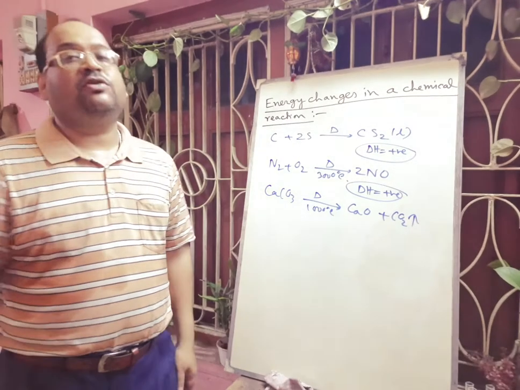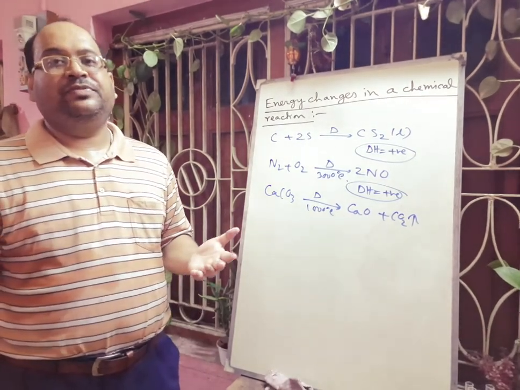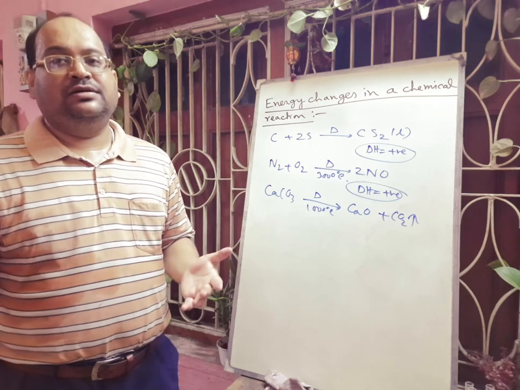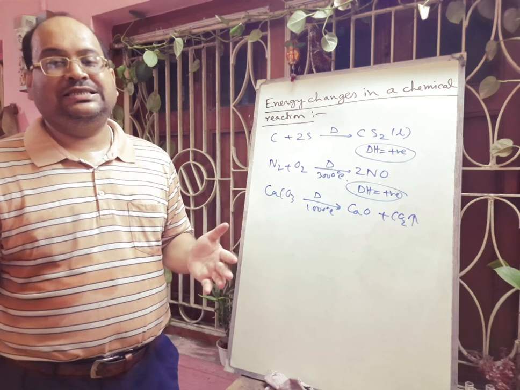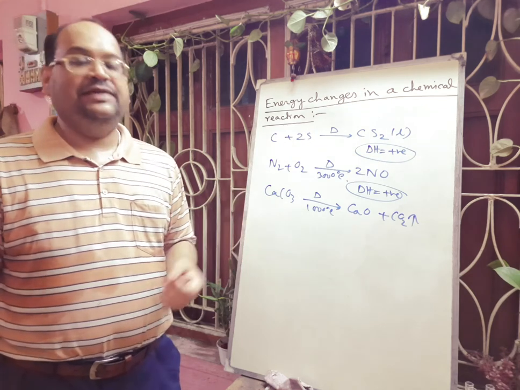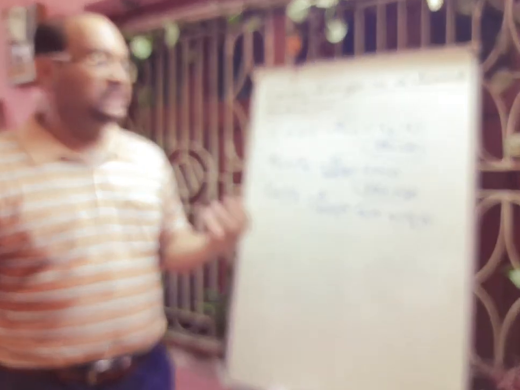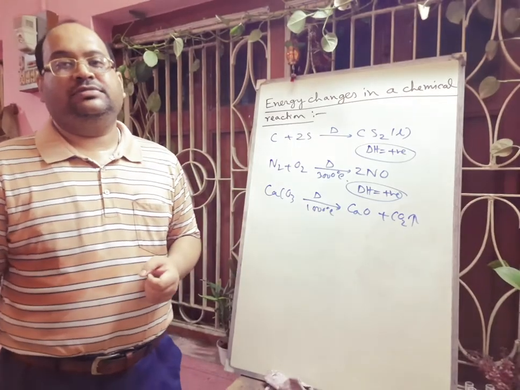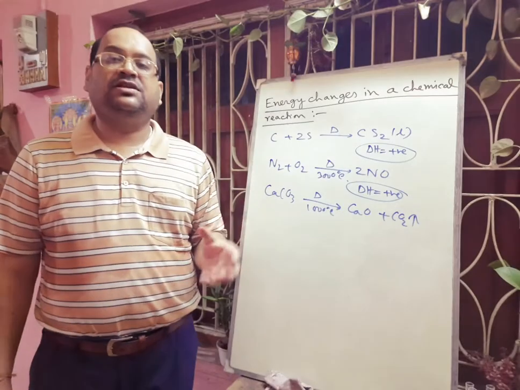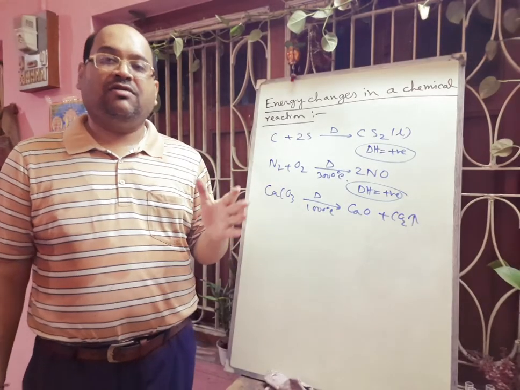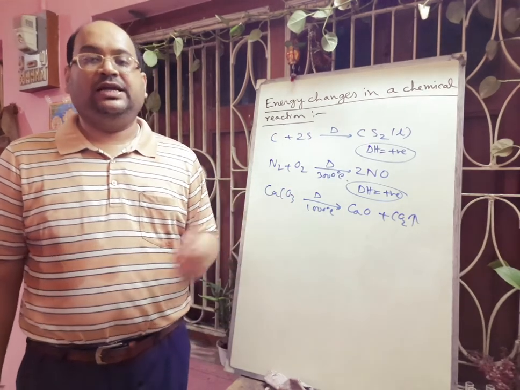Next we can tell that photosynthesis. Photosynthesis is a process where light, sunlight, is required. So it takes energy from the sun. So it is also an endothermic reaction. A reaction which takes place with the absorption of light energy is called a photochemical reaction. So photosynthesis is one type of photochemical reaction.